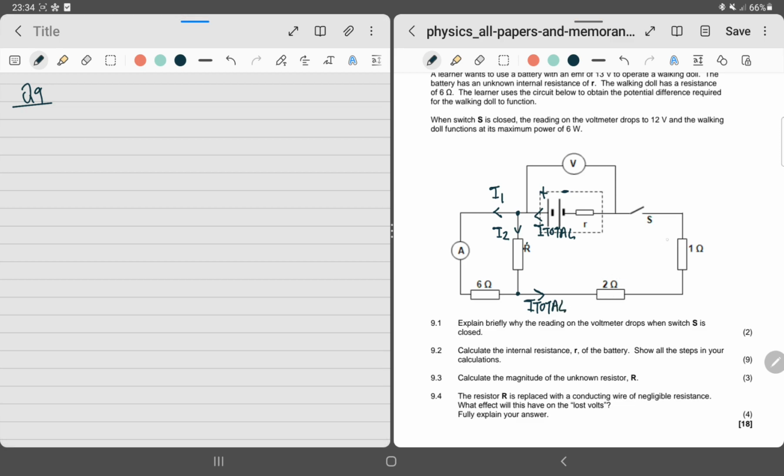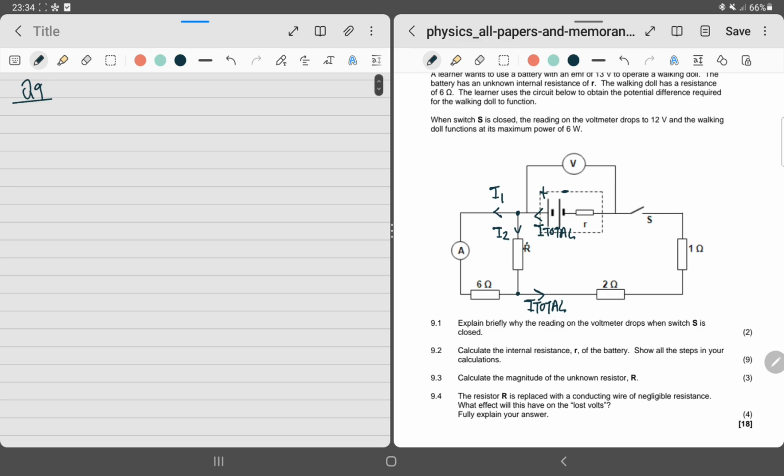And then the 2 ohm and the 1 ohm resistors are connected in series. Resistors in series are potential dividers, but the current should be the same. So the total current will flow through the 2 ohm as well as the 1 ohm resistor. And then the total current will flow back into the battery.